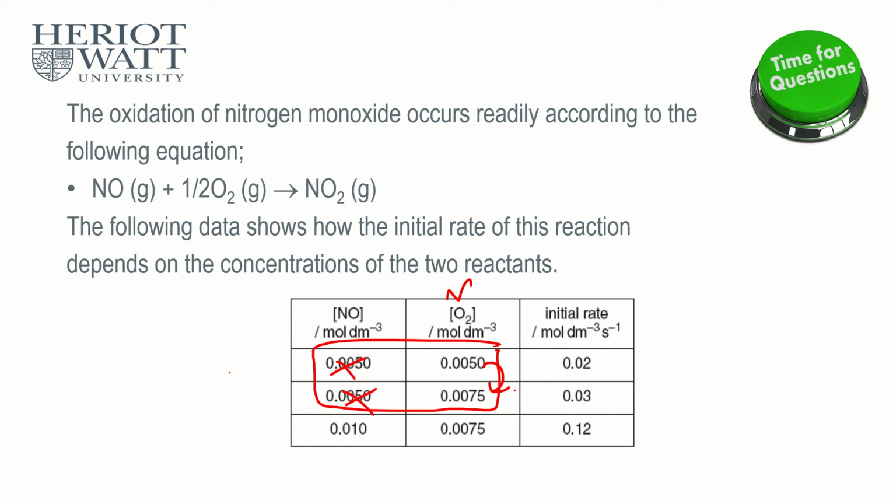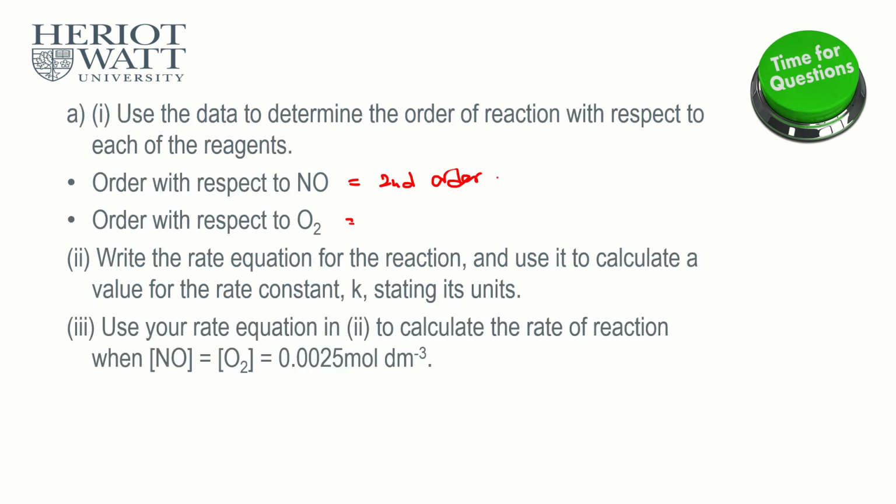So what's that? 1.5. Right? And then from here to here, 0.002 to 0.03. Again, 1.5. So what does it mean when they have the same change? They are proportional to each other, right? So that would mean first order. As simple as that. All right.